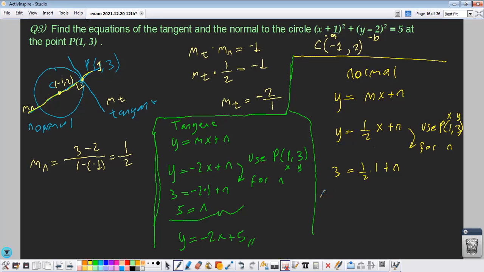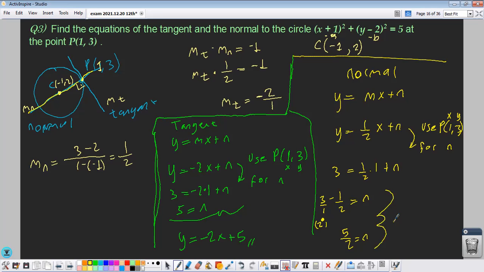1 over 2 will move to the other side. It will be 3 minus 1 over 2 equals n. So you can write 3 over 1, times 2. If I do the calculations quicker, 2 times 3 will be 6, 2 times 1 is 2, so 6 over 2, minus 1 over 2, which is going to be 5 over 2 equals n.